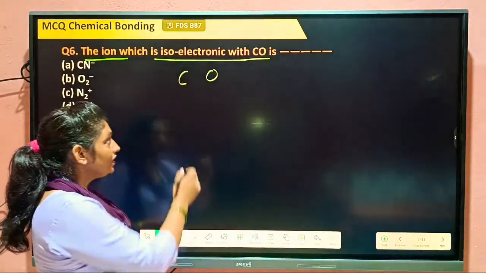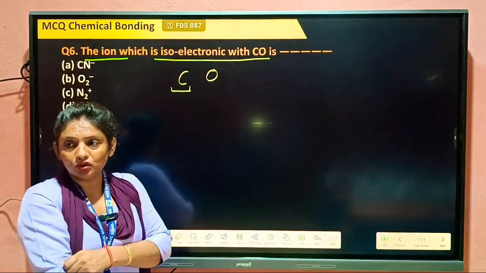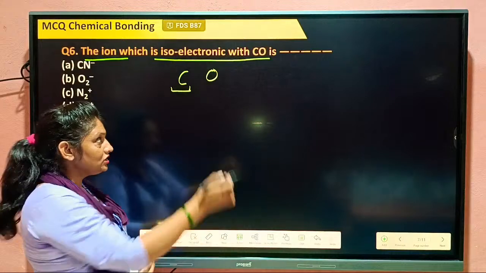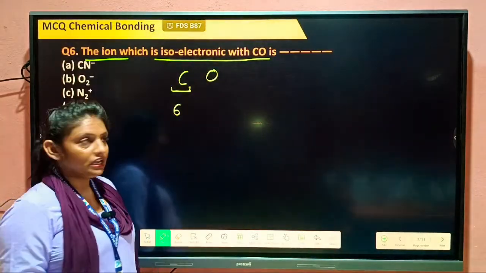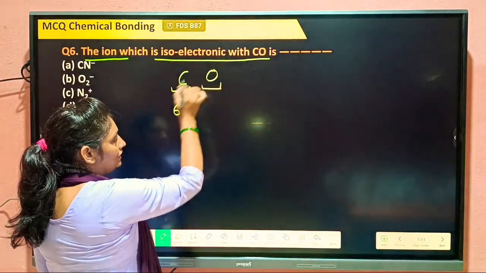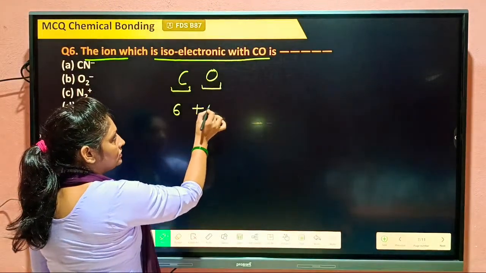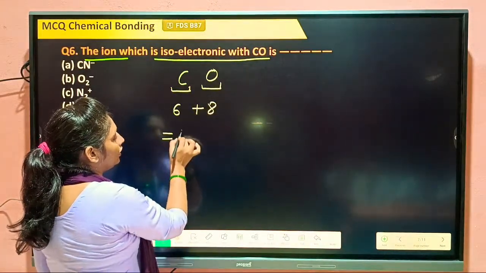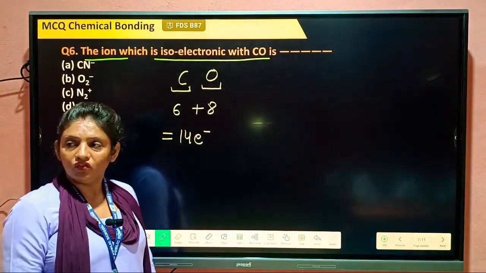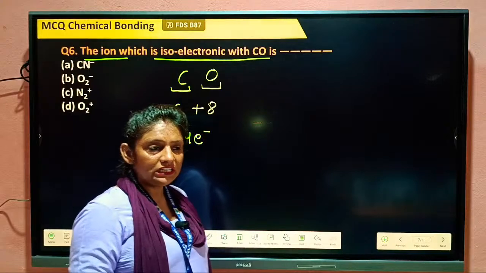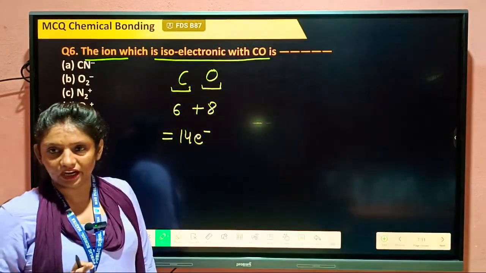Here in carbon monoxide, what is the atomic number of carbon? 6. So 6 atomic number means electrons are also 6. And what is the atomic number of oxygen? 8. So 6 plus 8, total electrons are 14. Now you will see the options in which there are 14 electrons.